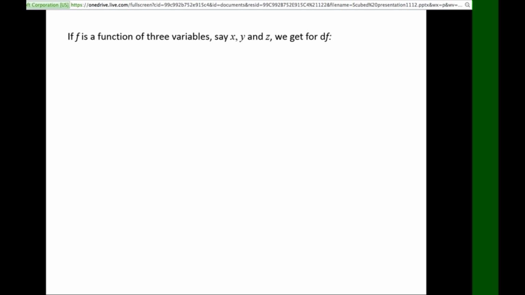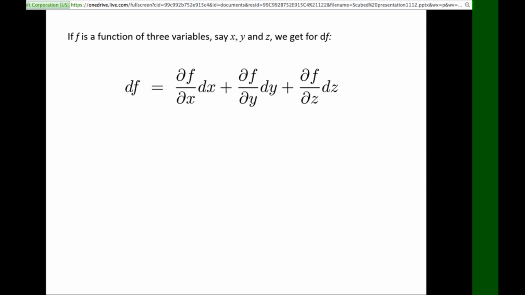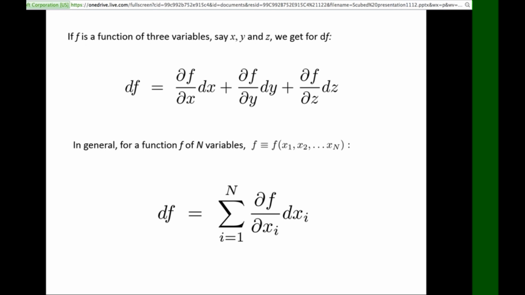This can be generalized to 3 variables, for instance x, y and z, as shown here. Again, we have the total change, the change with respect to x, the change with respect to y, and the change with respect to z. In general, for a function f of n variables, we just add on the terms representing derivatives with respect to those variables, and we would have this general formula: df is equal to partial f by partial xi dxi. We do this for every variable xi and sum up.